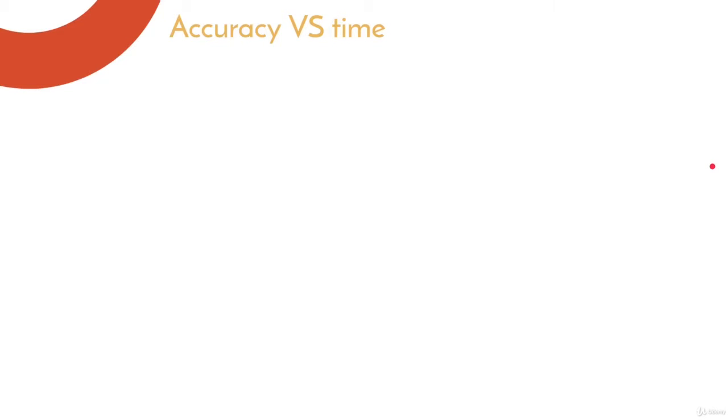So one of the things that we always need to consider when choosing our object detection neural network is the accuracy versus time. Accuracy represents how precise the neural network is when making predictions, and time is the time that the neural network takes when it's making inference or when it's making prediction.